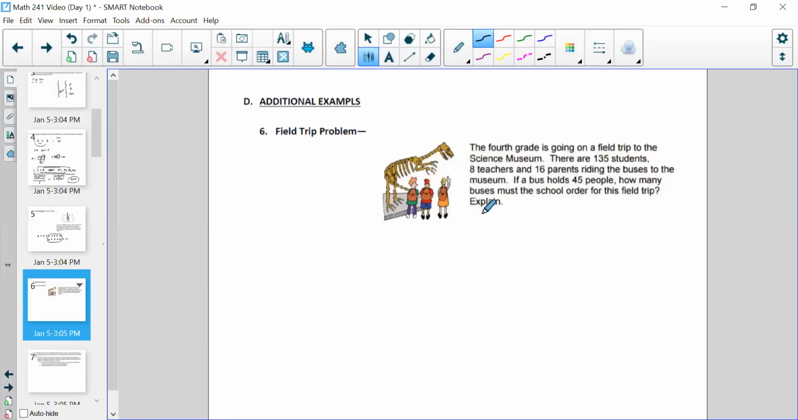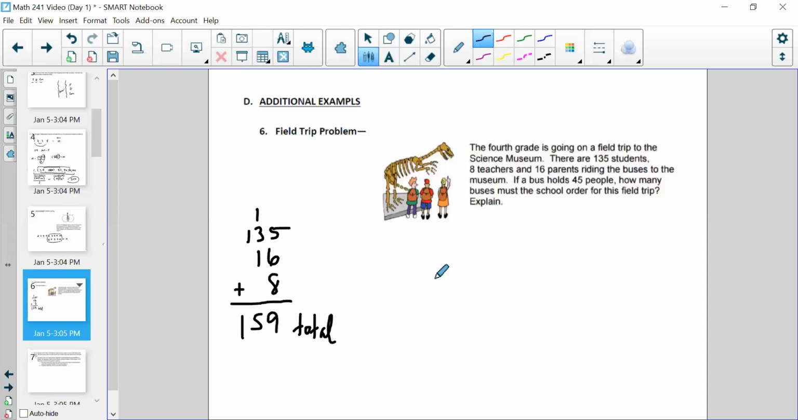Here on this field trip, you've got 4th graders going on a field trip. There's 135 students. And then you see you've got 16 parents, and you've got 8 teachers. So let's look at everybody together, because the question says how many buses must the school order for this field trip. So if we add up everything, we should get 159 total people.